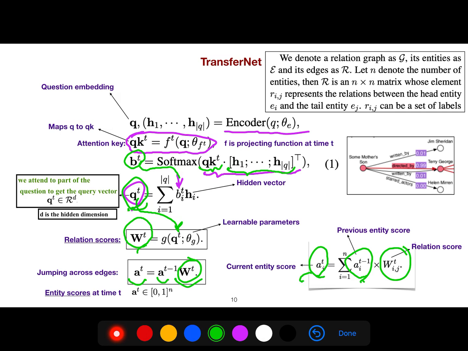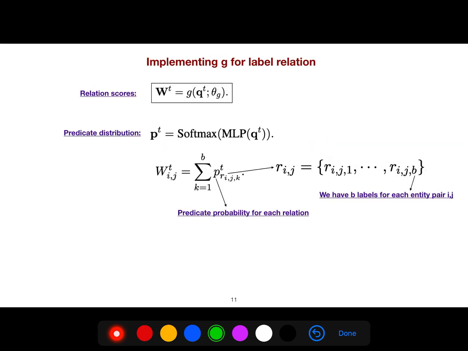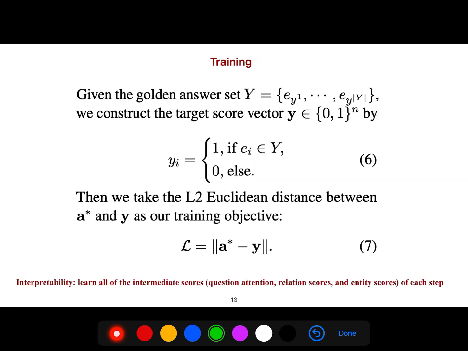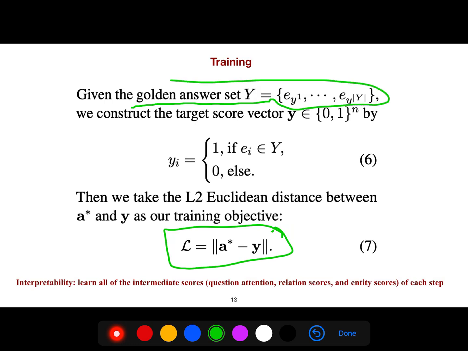Because if we know the current entity score, we can use that current entity score to create this loss. Because we know the target score. We know the gold answer at each time, and this is the gold answer, this is what we have predicted, and so this is a good loss.